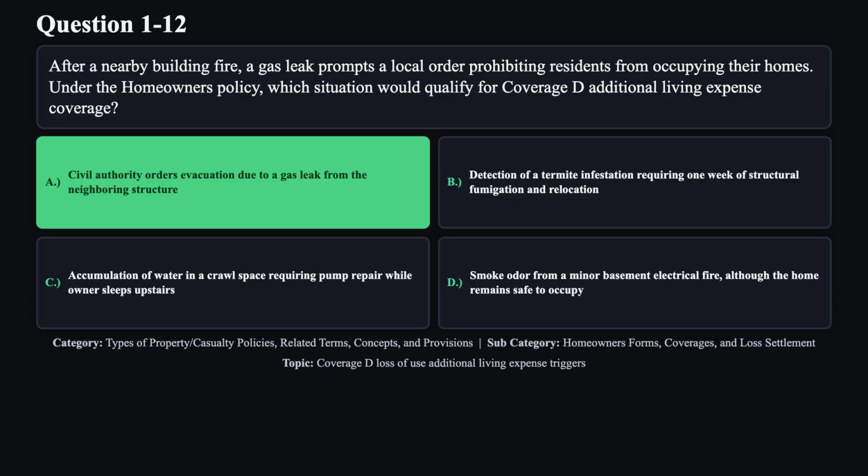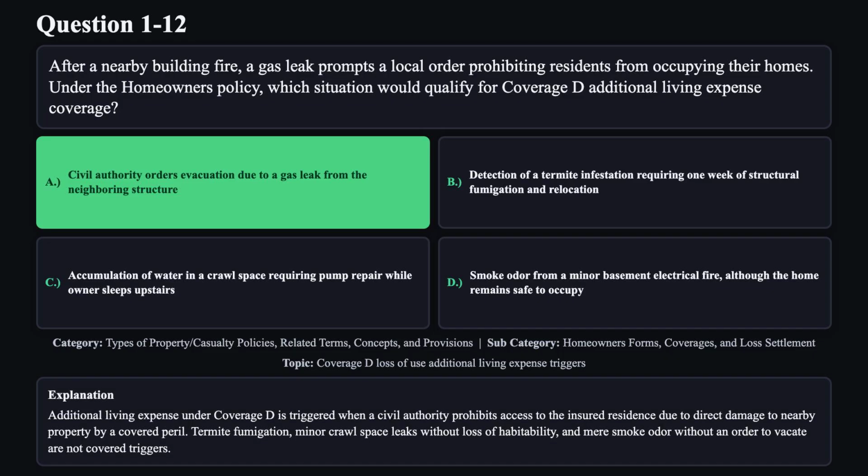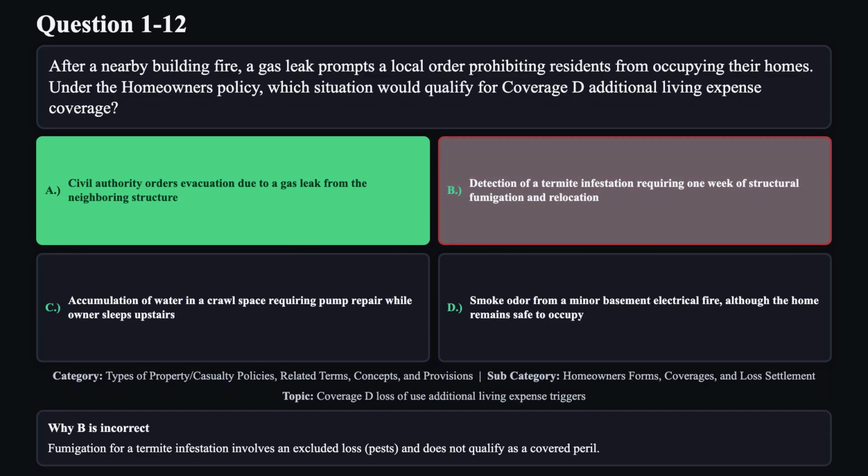The correct answer is A. Additional living expense under coverage D is triggered when a civil authority prohibits access to the insured residence due to direct damage to nearby property by a covered peril. Termite fumigation, minor crawl space leaks without loss of habitability, and mere smoke odor without an order to vacate are not covered triggers. Reason B is not correct.